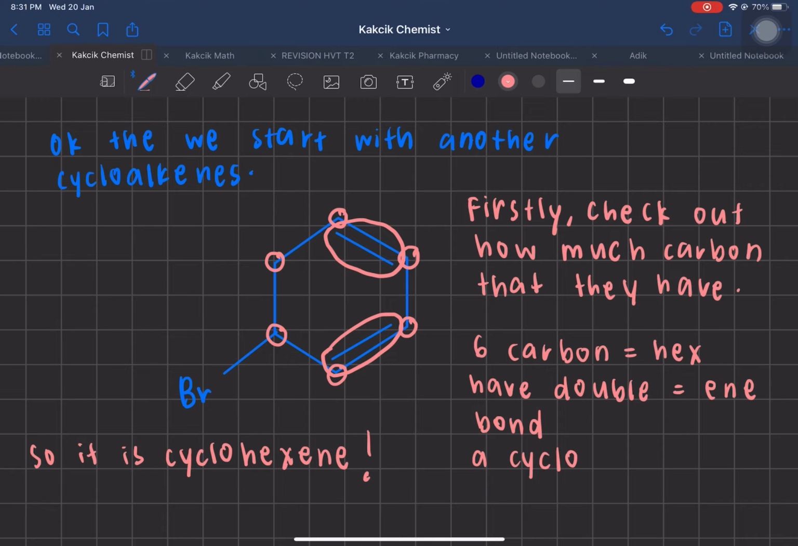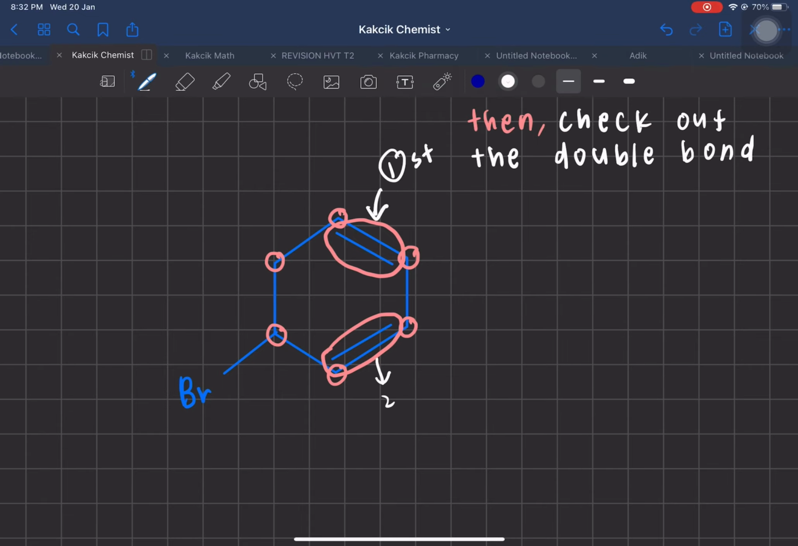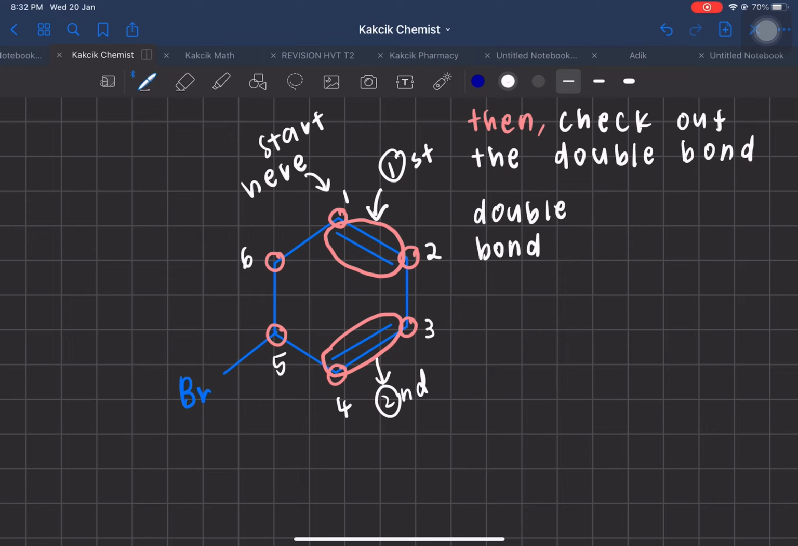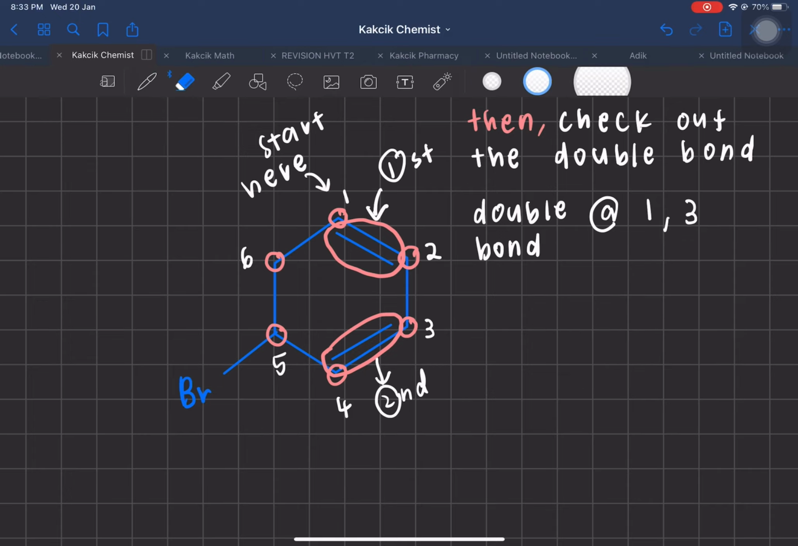Okay, daripada cyclohexene ni pula, kita tengok pula dia double bond. Kita ada double bond dekat carbon number 1 dengan number 2 dengan number 3 dengan number 4. Okay tak? Faham tak? Kita nak ambil yang the lowest lah. So kita akan ambil 1 dengan 3 lah. So double bondnya dekat 1, 3. Okay.